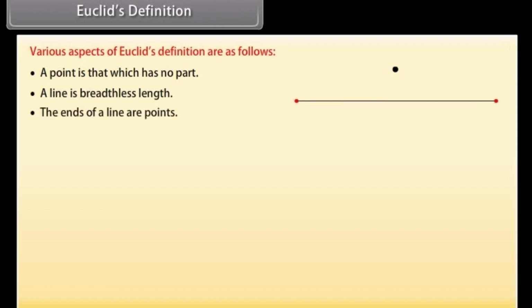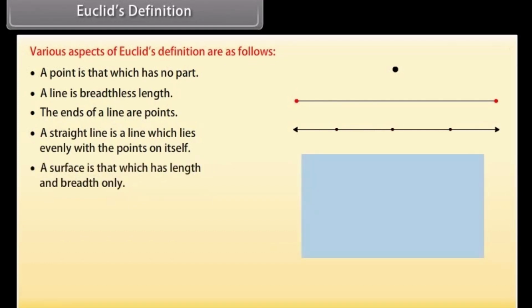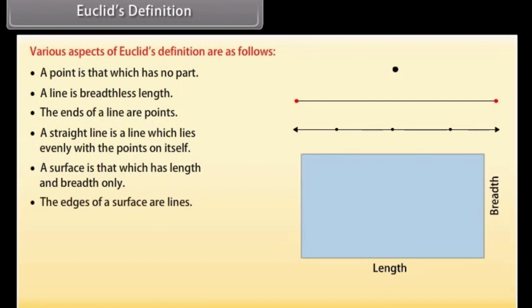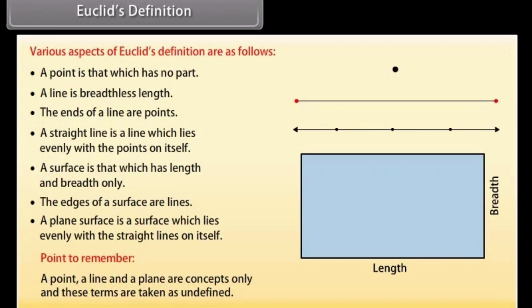a line is breadthless length, the ends of a line are points, a straight line is a line which lies evenly with the points on itself, a surface is that which has length and breadth only, the edges of a surface are lines, a plane surface is a surface which lies evenly with the straight lines on itself. Point to remember: a point, a line, and a plane are concepts only, and these terms are taken as undefined.